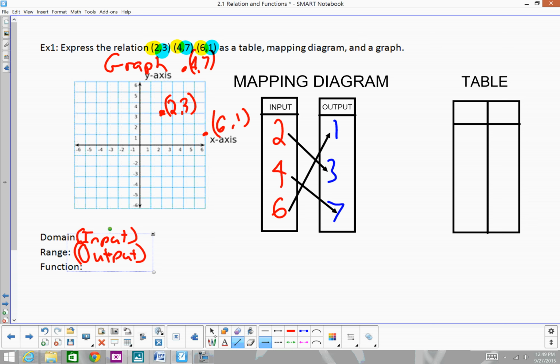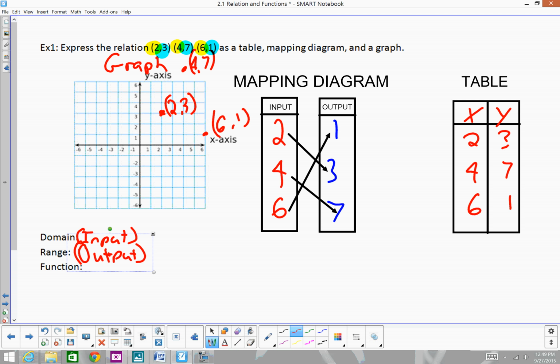Lastly, I'm going to represent this information in a table. As a table, this is something that you see all the time. So that's going to be my X, that's going to be my Y. All I'm going to do is list the data points as they appear. So it's going to be 2, 3, 4, 7, 6, 1. Good. So I just represented all that information in 3 different ways: graph, mapping diagram, table.